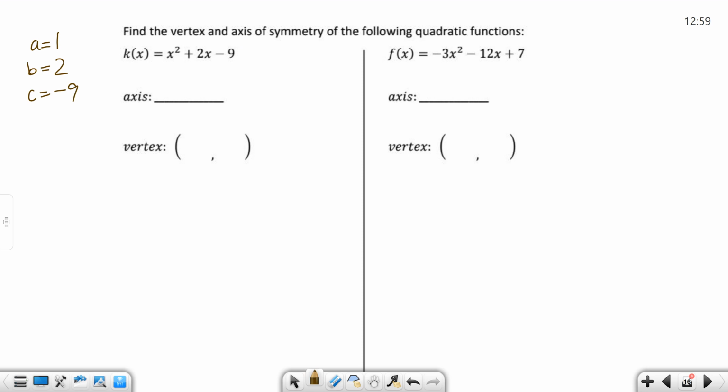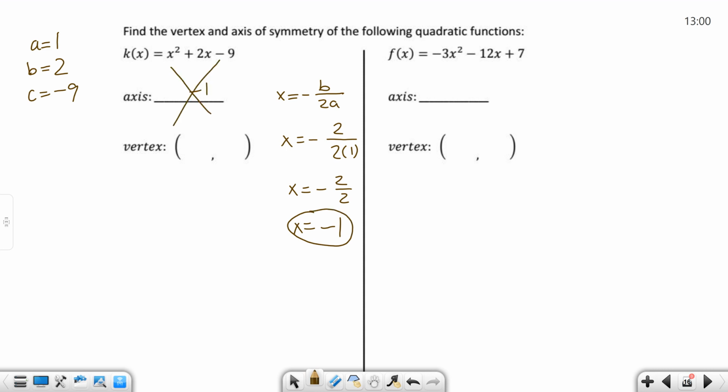And in fact, we don't need that here, right? Because the axis of symmetry is x equals negative b over 2a, right? So x equals negative, and b is 2 over 2 times 1. So this is going to be x equals negative 2 over 2. And 2 over 2 becomes 1, so that's negative 1. So then the axis of symmetry is that whole thing. If you just write negative 1 there, it's wrong, okay?